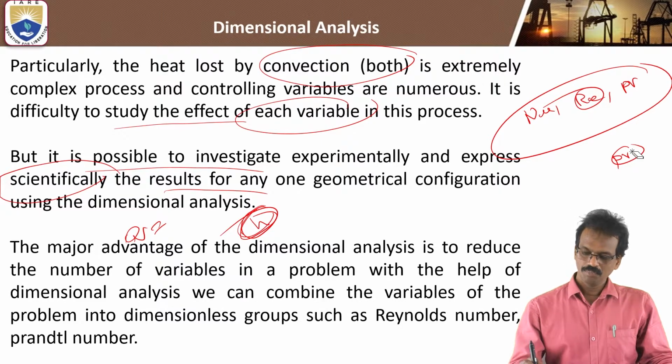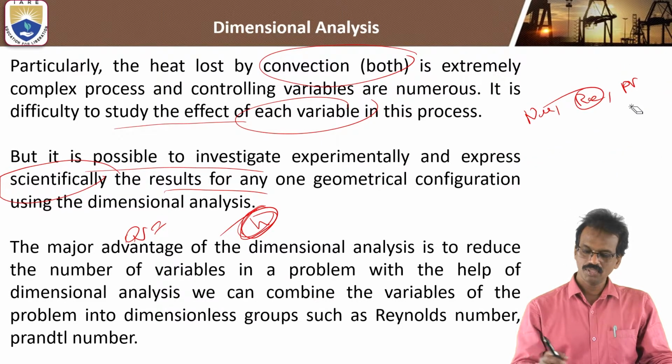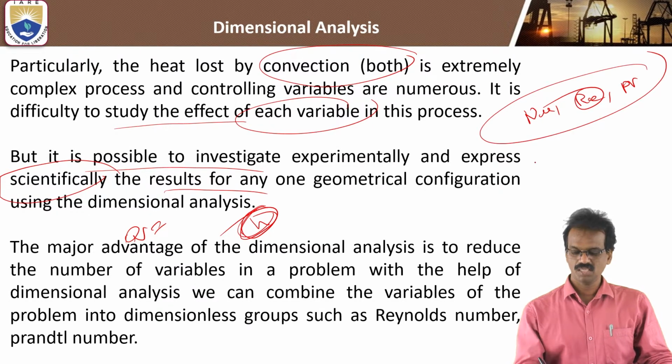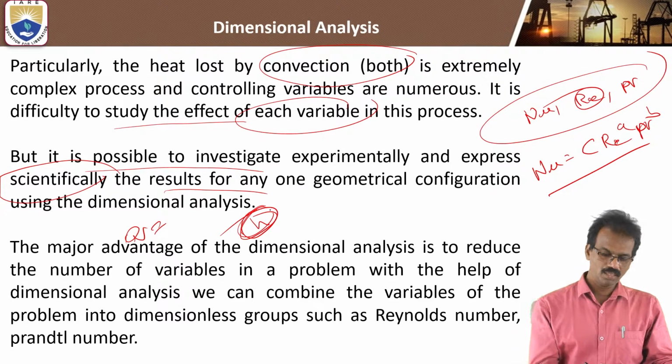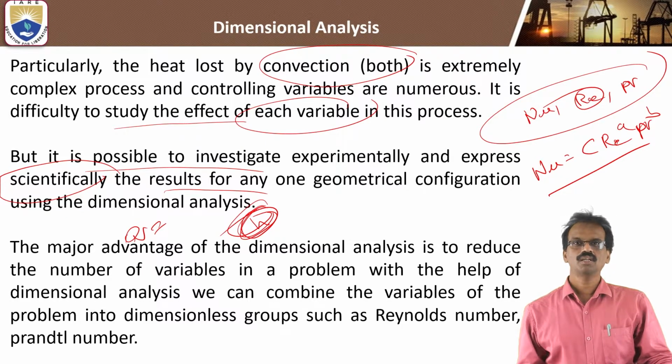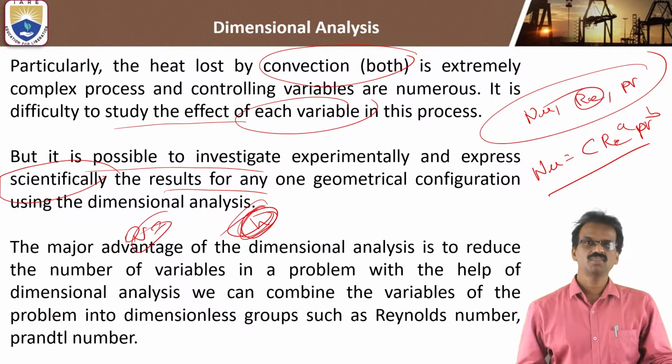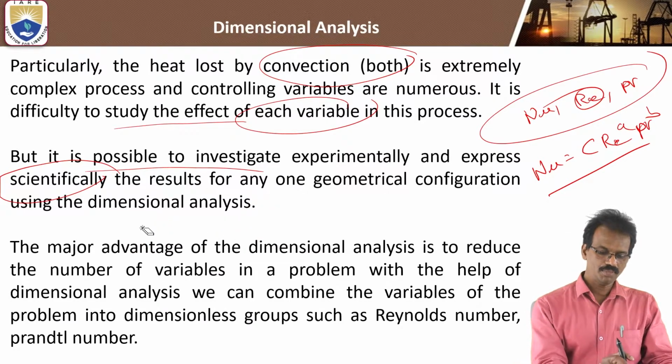We saw in previous classes, just like we studied forced convection processes, the Nusselt number is equal to C times Re to the power of a times Prandtl to the power of b. By using these relations we derived the heat transfer coefficient. If you know the heat transfer coefficient, you can find the rate of heat transfer. That is the main advantage of dimensional analysis.